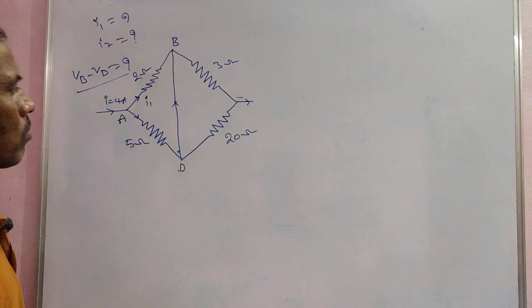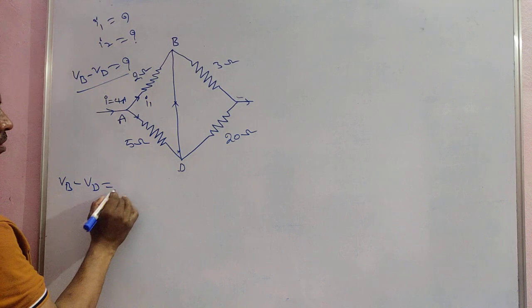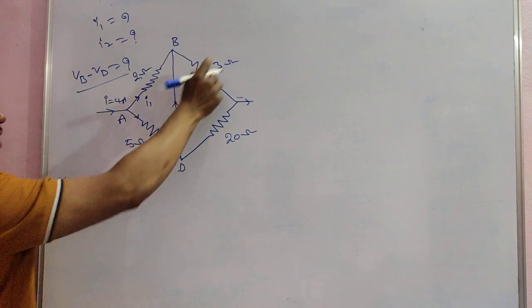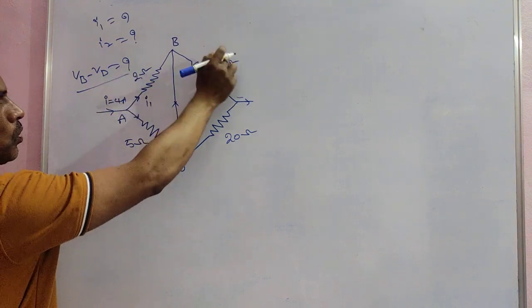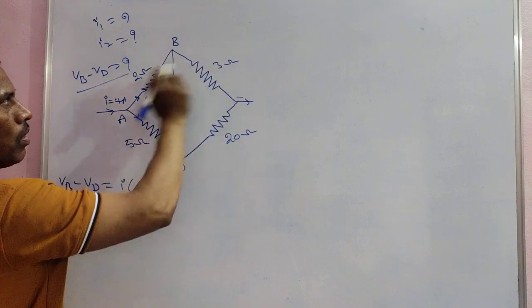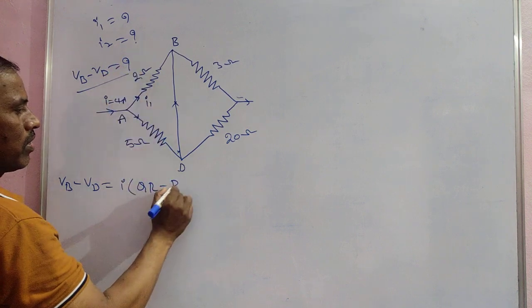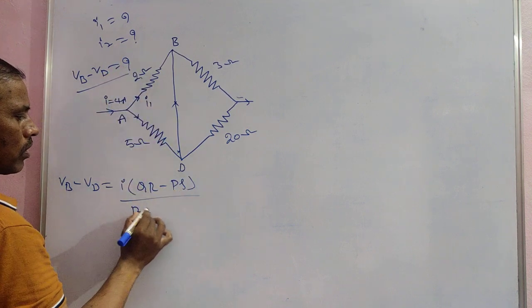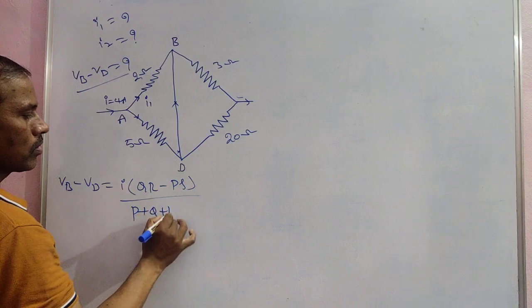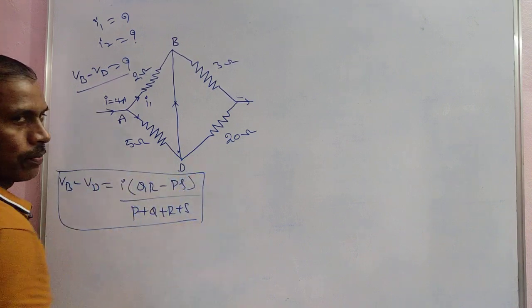First, VD minus VB formula: VB minus VD is equal to total current into (QR minus PS) by total resistance, P plus Q plus R plus S. This is the formula for the potential difference between BD.